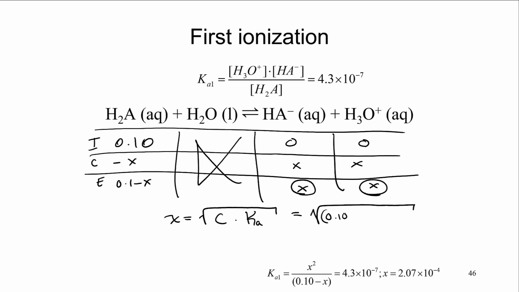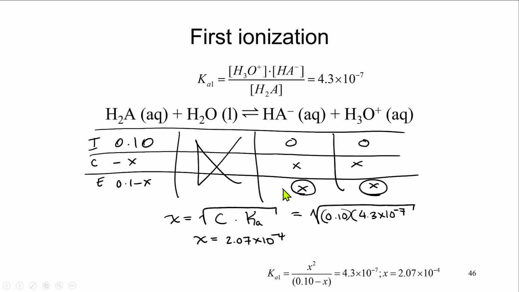And that's going to be the square root of 0.10 times the Ka value, 4.3 times 10 to the minus 7. This approximation is so good that when you go to get it, it comes out to be 2.07 times 10 to the minus 4. It's exactly the same as what you would have gotten if you'd set this up in a program and run it.